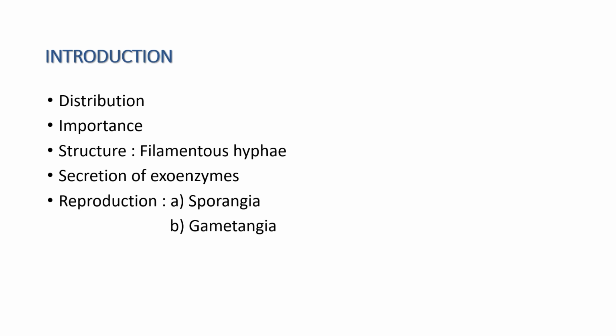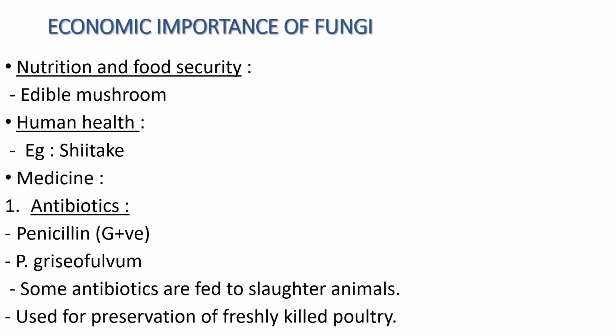We can see two reproductive structures. One is the sporangia and one more is the gametangia. Sporangia form the asexual spores, and gametangia form the sexual spores. There are 1.5 million fungal species present, and only one-tenth of them have been scientifically described. The study of fungi is called mycology, and fungi form the third largest kingdom after animals and plants, under the five kingdom classification.